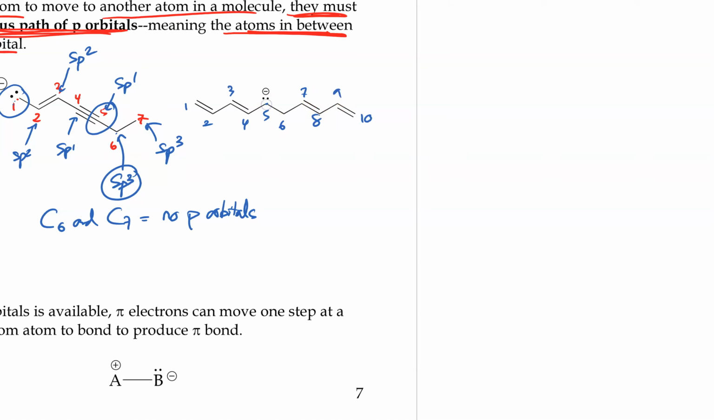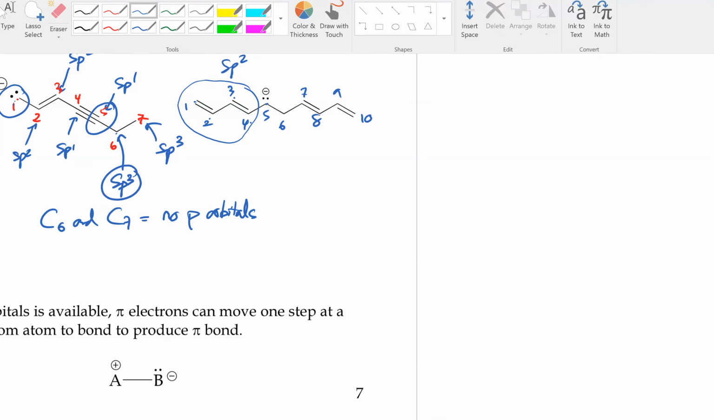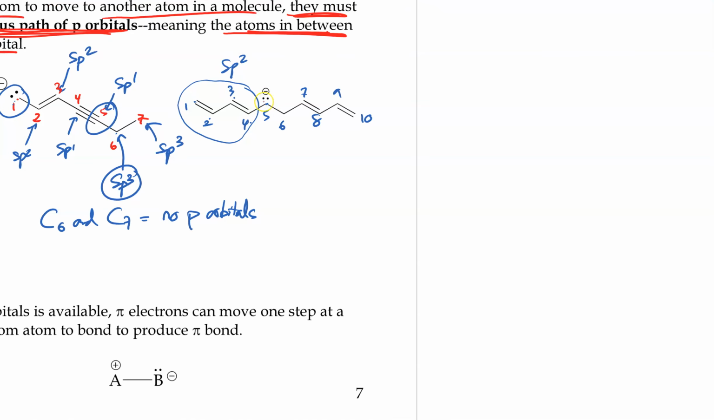So we start at carbon 5, where the electron density is. And now, we can see that carbon 4, carbon 3, carbon 2, and carbon 1, all of these carbons right here are sp2. So that would mean, yes, it would be possible for electron to be transferred from carbon 5 all the way to carbon 1. So this would be yes.